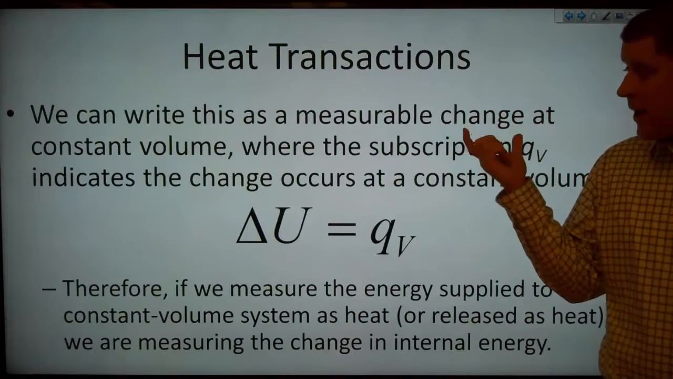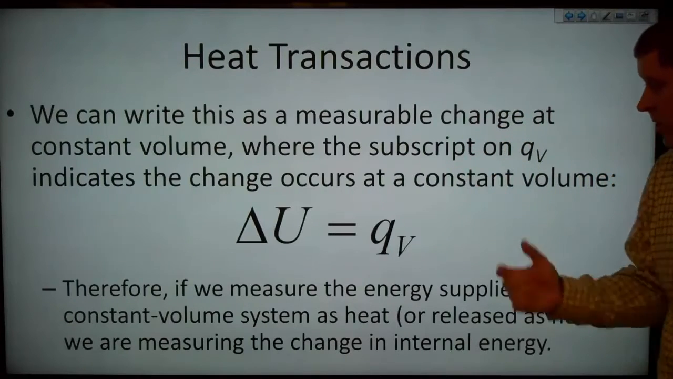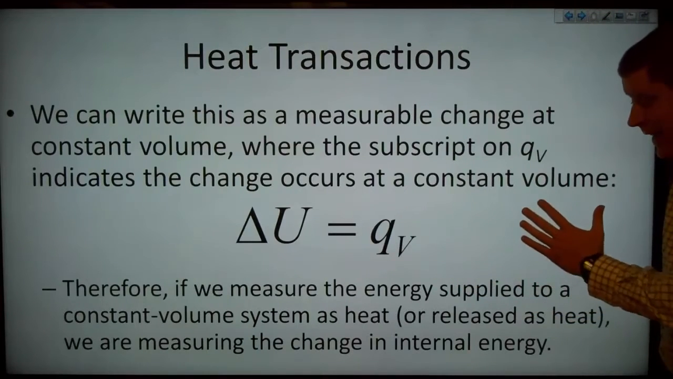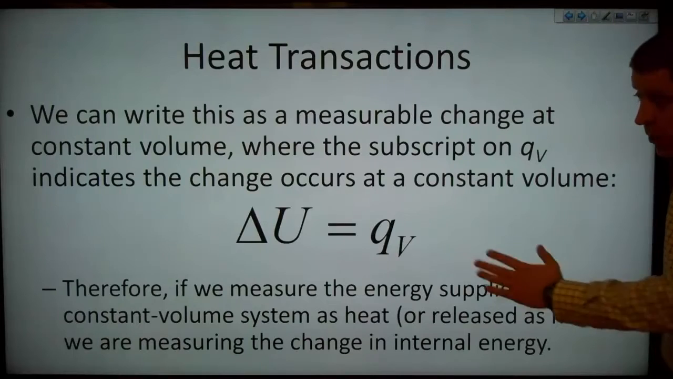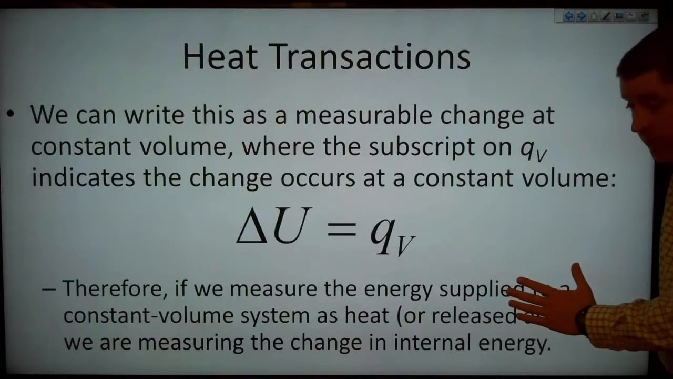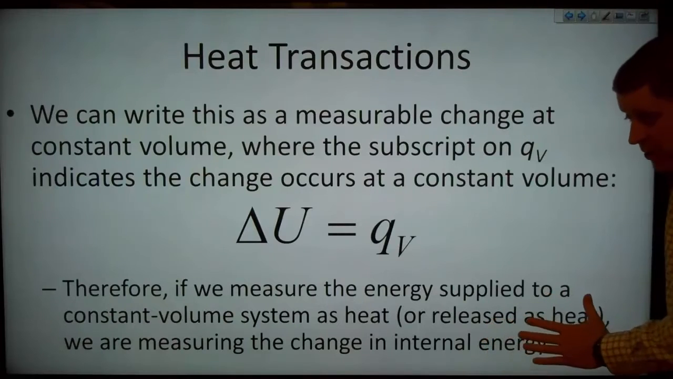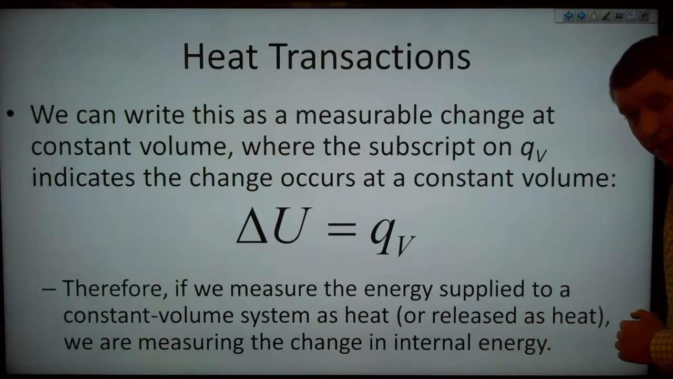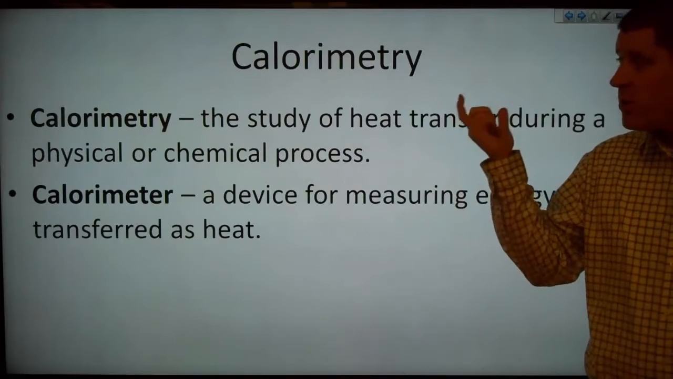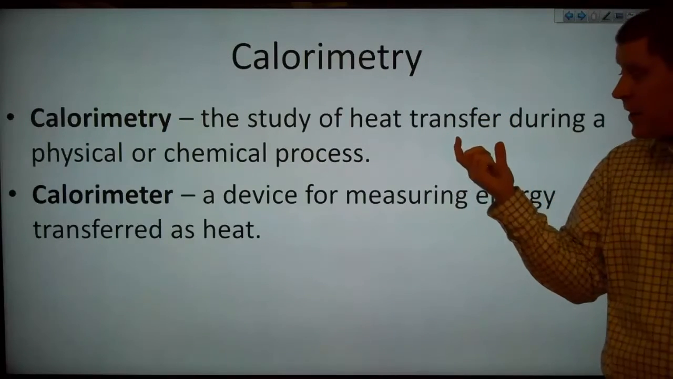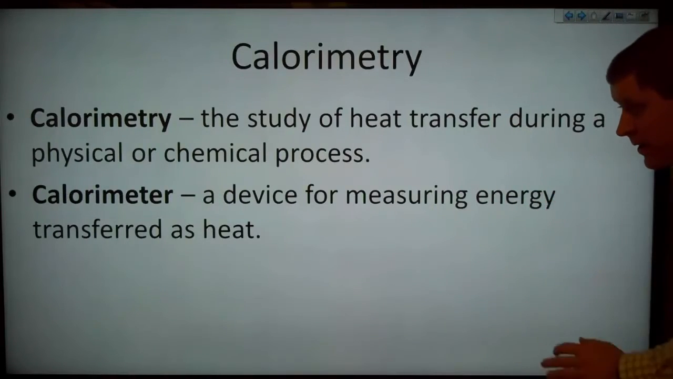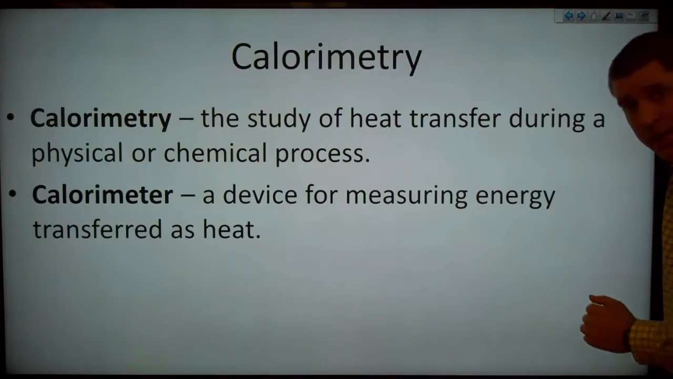And we can write this as a measurable change at constant volume, where the subscript on Q sub V here indicates the change occurs at constant volume. So delta U is equal to Q sub V. And that means that if we measure the energy supplied to a constant volume system as heat, or released as heat, then we are measuring the change in internal energy. And this now brings us to calorimetry. Calorimetry is the study of heat transfer during a physical or chemical process, and a calorimeter is a device that we use for measuring the energy transferred as heat.